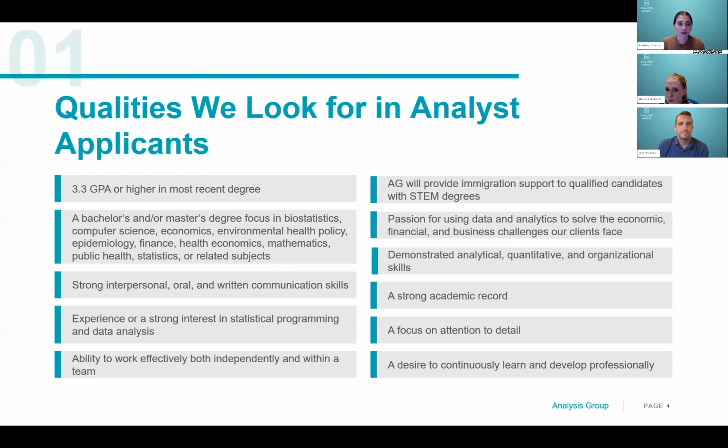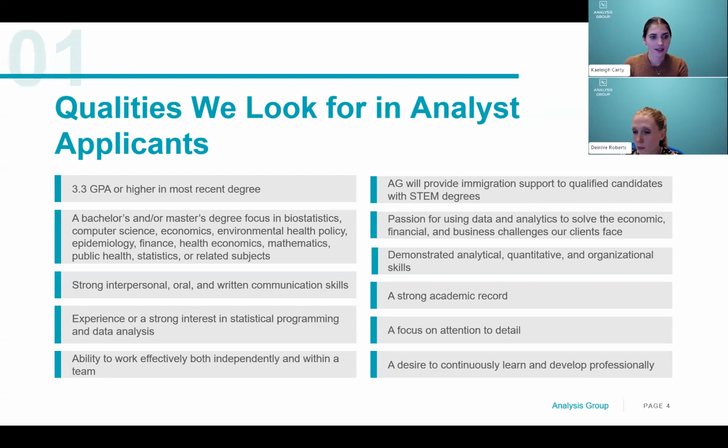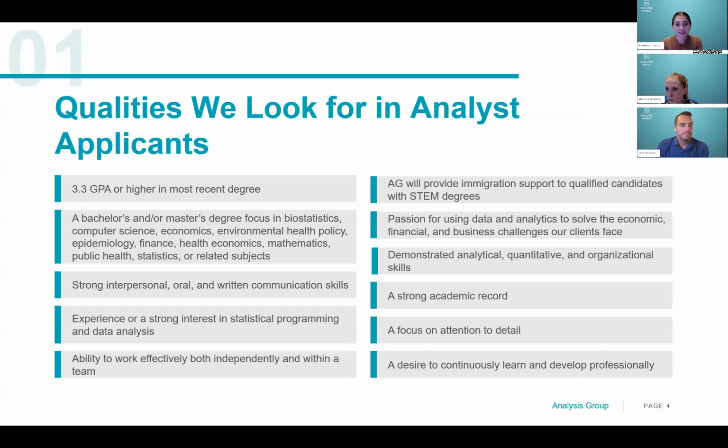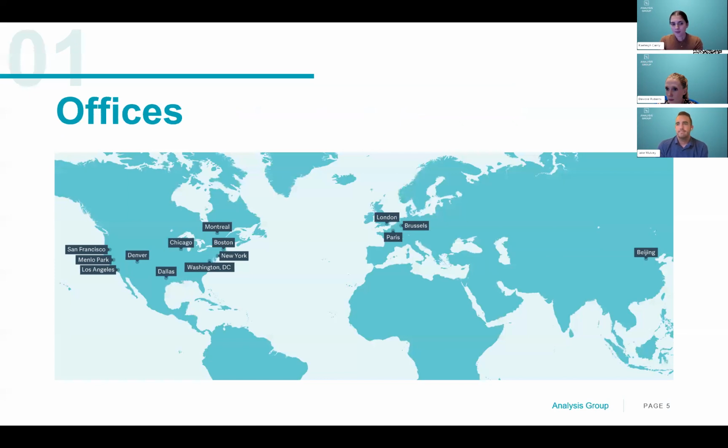We also look for folks who have strong interpersonal, oral, and written communication skills, have experience or a strong interest in statistical programming languages and data analysis, have effectively worked independently as well as on a team, have a passion for using data and analytics to solve the economic, financial, and business challenges that our clients face, have demonstrated analytical, quantitative, and organizational skills, a strong academic record, and excellent attention to detail, and finally, have a desire to continuously learn and develop professionally, as AG is a very academic environment and people are constantly trying to learn more and take on new challenges.